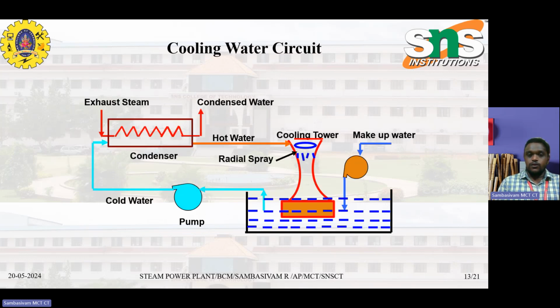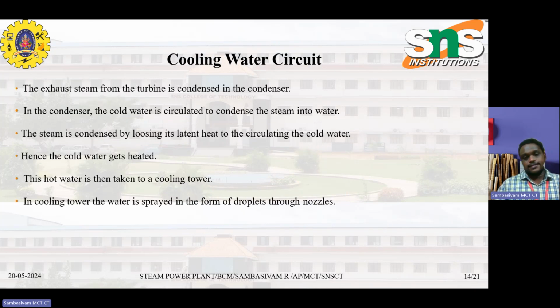Then the cooling circuit. Exhaust steam becomes condensed water, with makeup water, and the cooling tower supplies the cold water that flows through the pump and the condenser. The exhaust steam from the turbine is condensed in the condenser, where cold water is circulated to condense the steam into water. The steam is condensed by losing heat to the circulating cold water. Hence, the cold water gets heated.